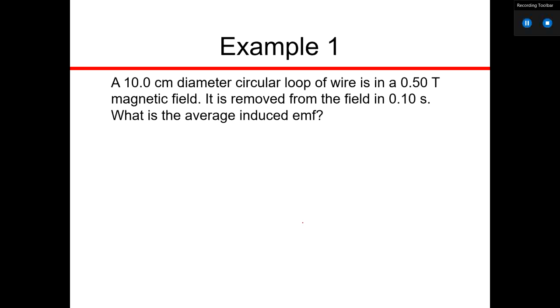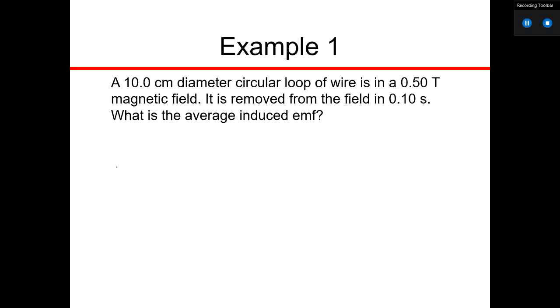Let's take a look at an example. A 10 centimeter circular loop of wire is in a 0.5 Tesla magnetic field. It's removed from the field in 0.1 seconds. What is the average induced EMF?